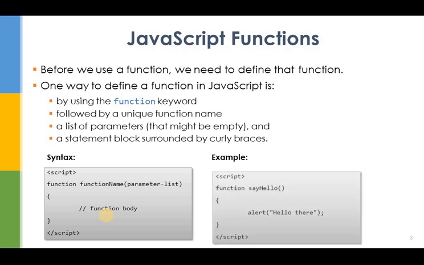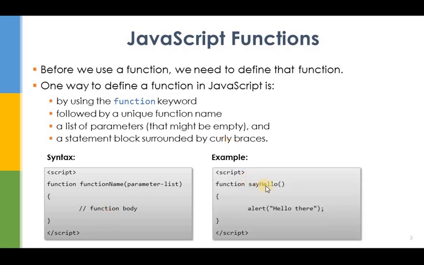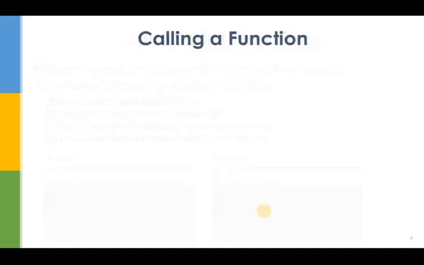Now let's see one example. Let's say I am defining one function named say hello. So this is the function keyword. After that, my function name, that is say hello, and it is taking no argument, no parameter list, that's why it is empty, just round parentheses. After that, in curly braces, which make a block, I have just written alert hello there. So this is how you define your function.